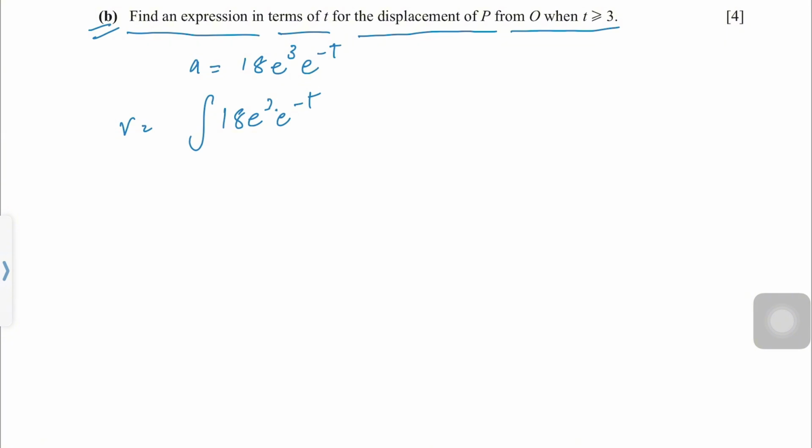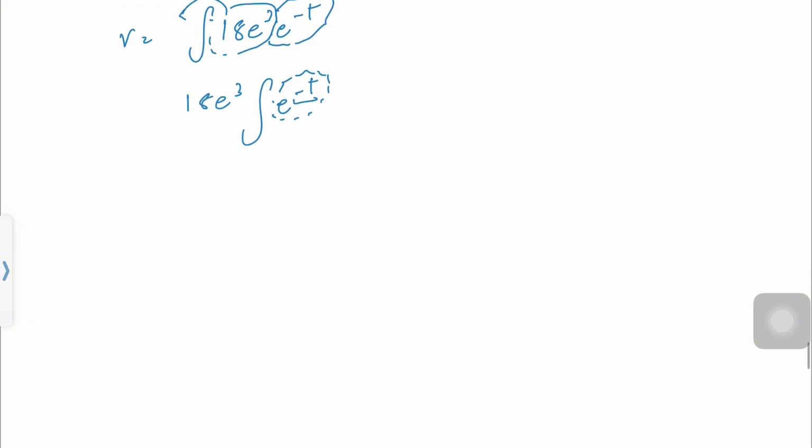So for this integration, we'll be integrating this part only. This is our constant. This will go out. So this would be 18 e powered 3 integration of e powered minus t. This is integrated by calculating the differentiation of this. This differentiation is minus 1 and this differentiation will go into the denominator. This would be 18 e powered 3 e powered minus t and then negative. So this is given as velocity is equals to this and then plus c.